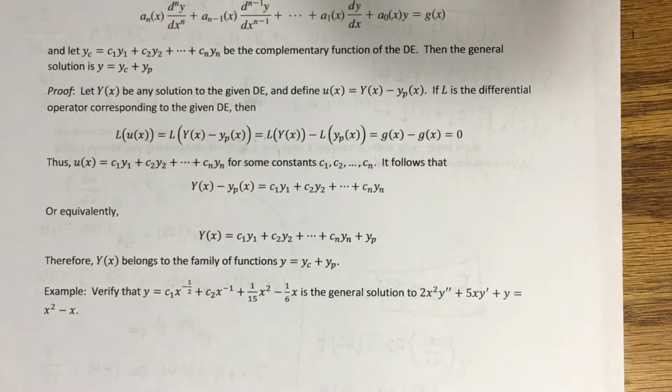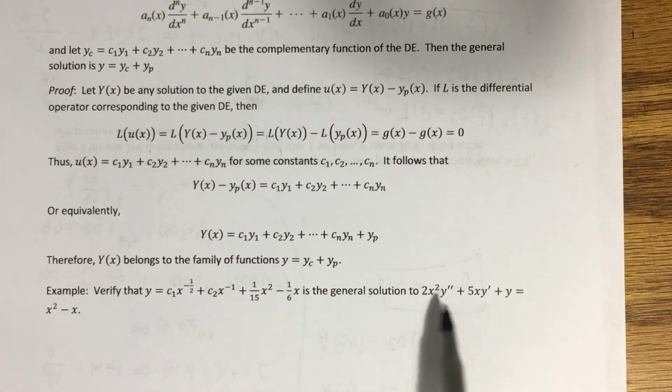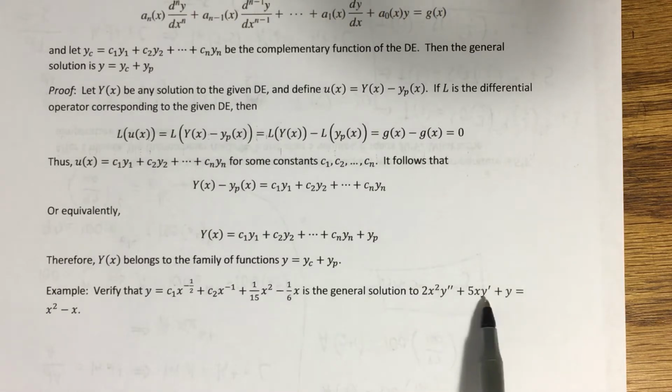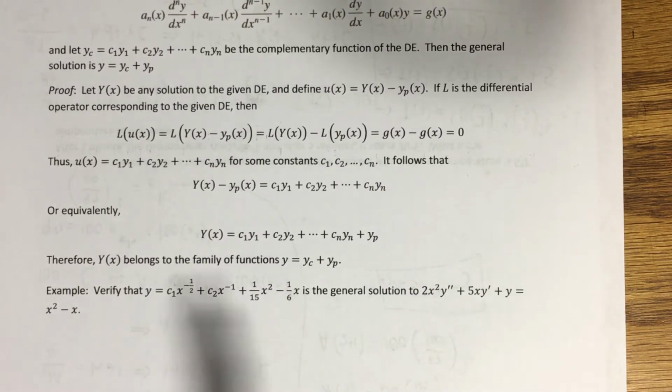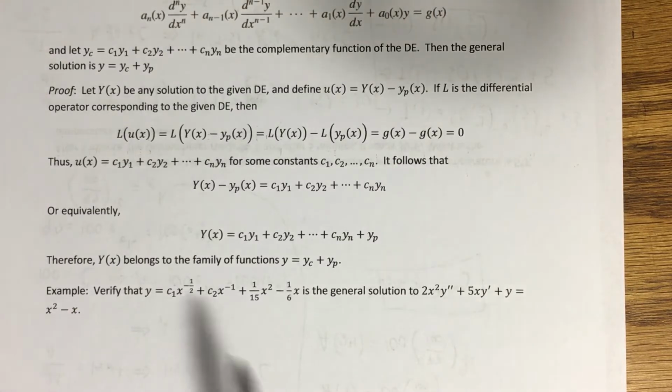So let's use an example to make this a little more concrete. Okay, I want to verify that this function right here, notice it's a 2-parameter family of solutions, is the general solution to this dE shown here. Notice that it's a linear second order dE, but it's non-homogeneous because it's set equal to a function of x that's not 0. So what do we do?